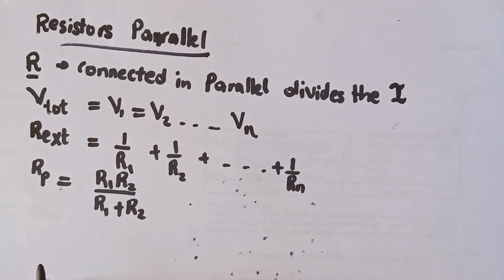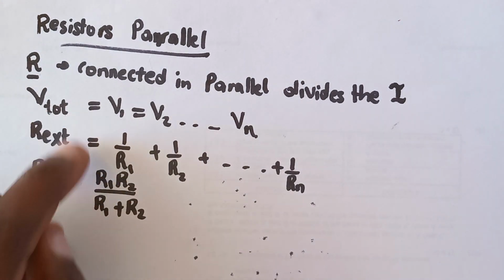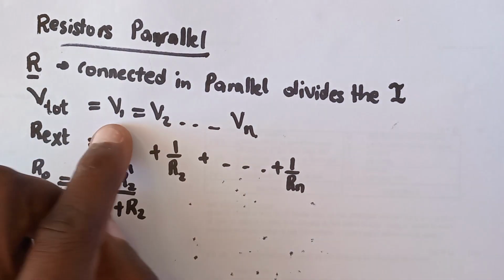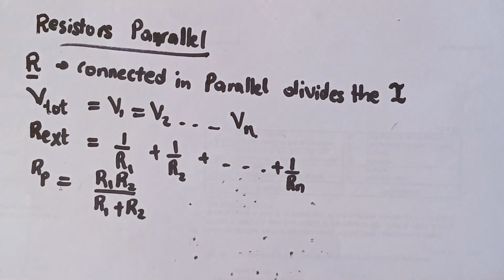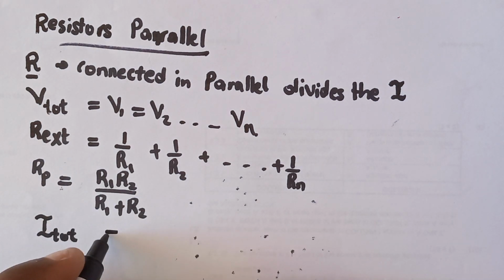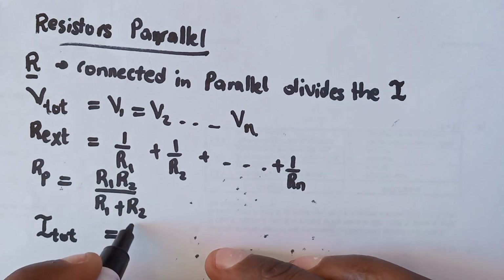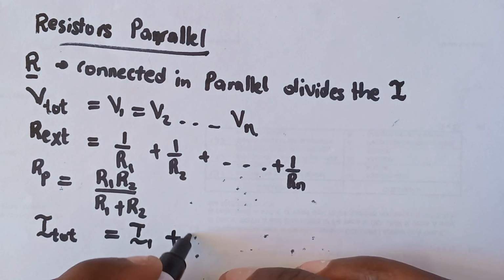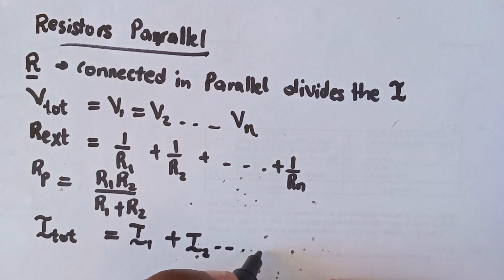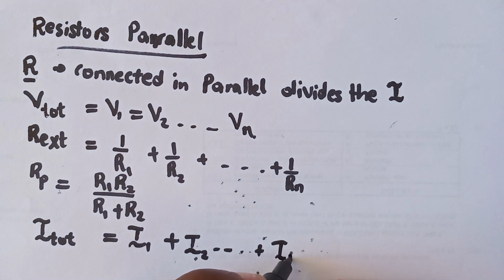So I talked about the Rp and V total: the total voltage is equal to V1 is equal to V2. It's not divided. The only thing that is divided is the current. So the current here, I total, is equal to I1 plus I2 dot dot dot plus In.